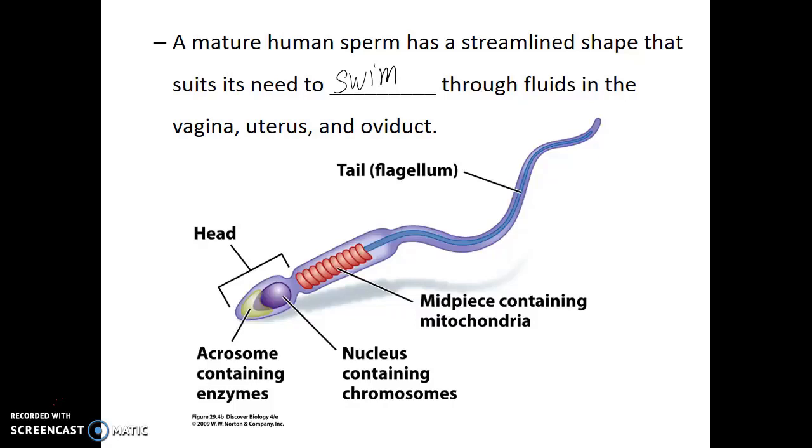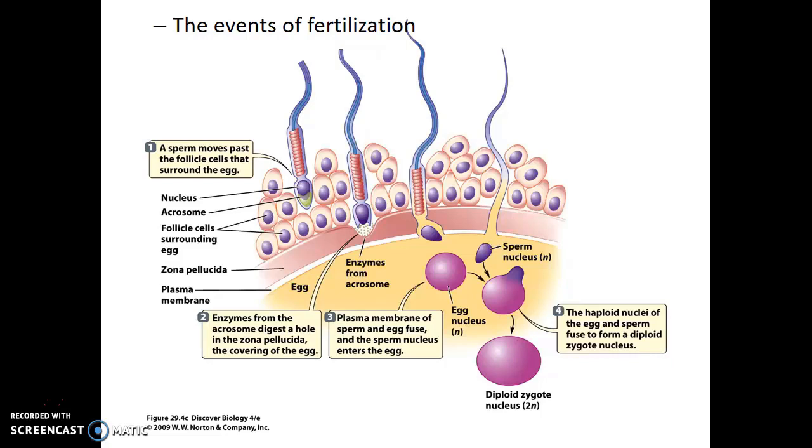The midpiece of the sperm cell contains many mitochondria. Now the reason why the sperm cell would need mitochondria is because it needs to power its swimming. It needs to be able to travel through the female reproductive system towards where the egg is located. And the tail will also assist with that swimming. It will provide the propulsion because the flagellum, which makes up the tail, is able to move back and forth in a whip-like manner.